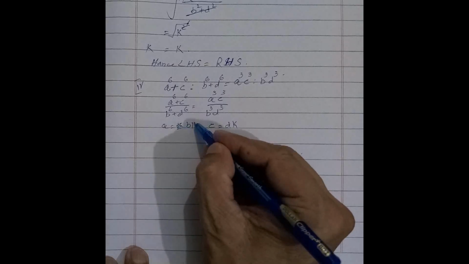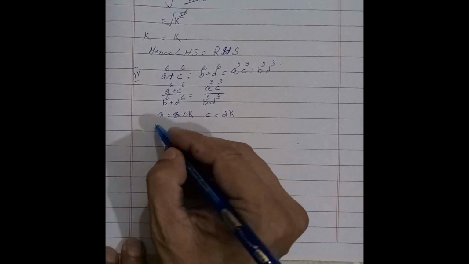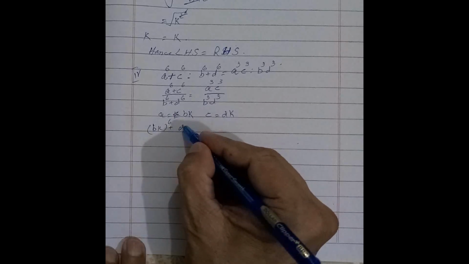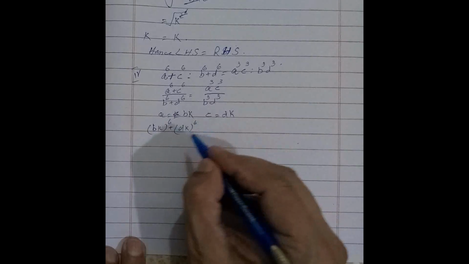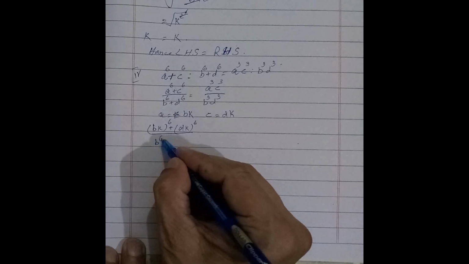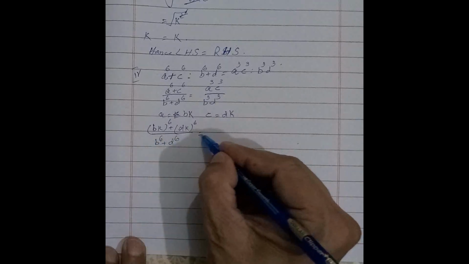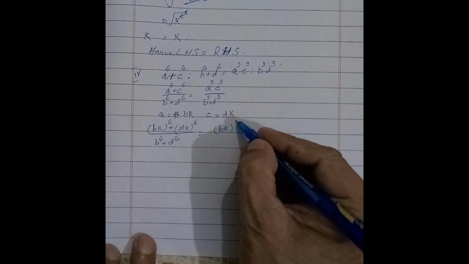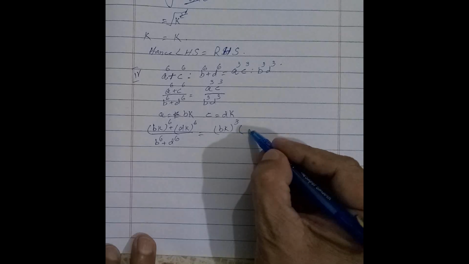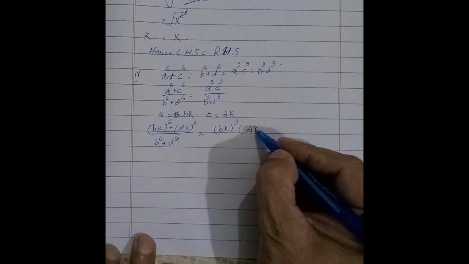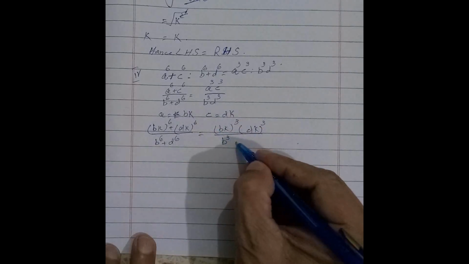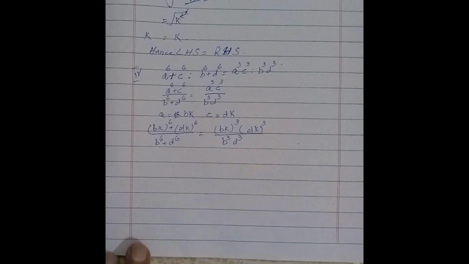Here A is equal to BK. In the questions we get (BK)^6 + (DK)^6 over B^6 + D^6 is equal to A, and C is equal to (DK)^3 over B^3 D^3.